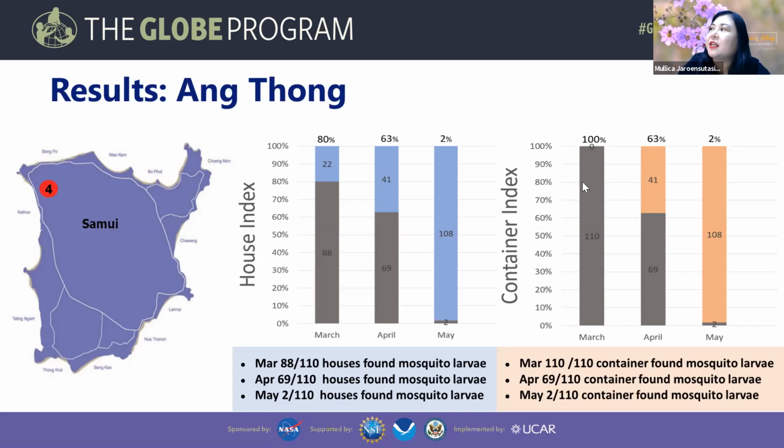And this is the container index. Of 110 containers, we found all 110 had larvae. All containers had larvae in them. And by the third month, only 2 out of 110 containers had mosquito larvae. As you can see, different sub-district communities react differently, in how they engage and want to clean and help their community get rid of mosquito, which is the main vector for the dengue outbreak.